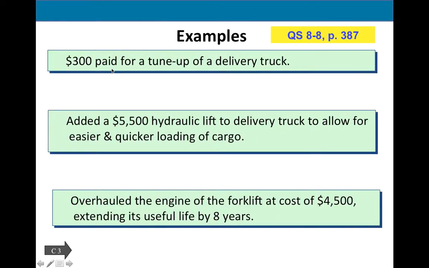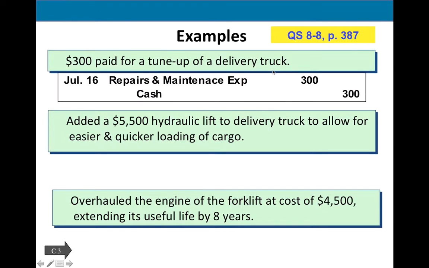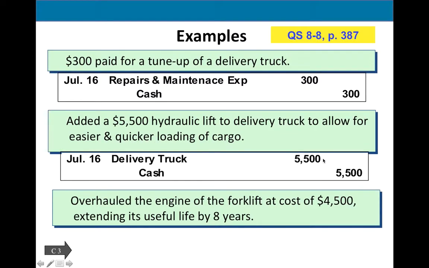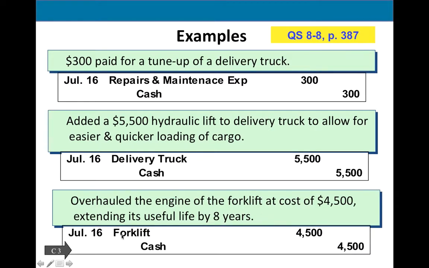We pay $300 for a tune-up of a delivery truck, and this is just an ordinary repair. You can see I'm debiting the expense account. It's called revenue expenditure. But if I added a $5,500 hydraulic lift, which allows for increased efficiency and more revenues to be made, this $5,500 is a capital expenditure, and it doesn't go into the expense account, it goes on the balance sheet. It increases the original cost of the delivery truck. Same right here with the engine for the forklift. You can see it's a debit to the balance sheet account.